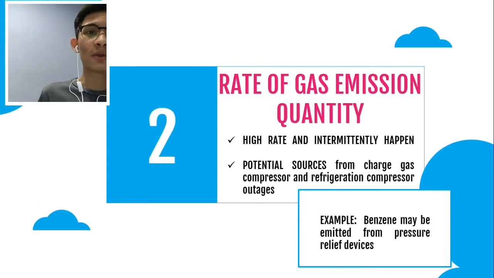Moving on to our next point, which is the rate of gas emission quantity. Most of the benzene processes will undergo some emission intermittently that occurs during plant startup and shutdown, during process upset, and also emergency. For example, benzene may be emitted from pressure relief device. There can be some potential sources of the gas emission, which are from charged gas compressor and also refrigeration compressor outage. The emission from gas compressor is generally short-term in duration, but pollution may be emitted at a high rate.